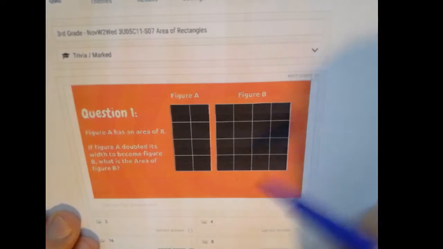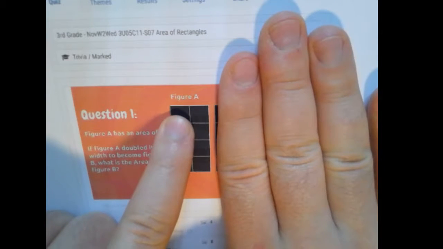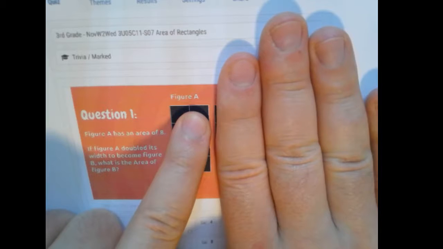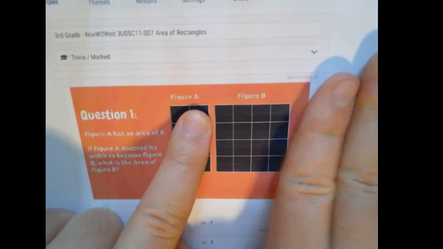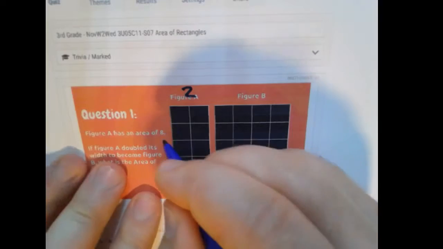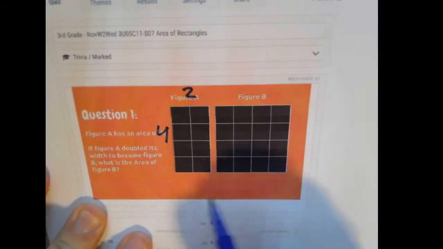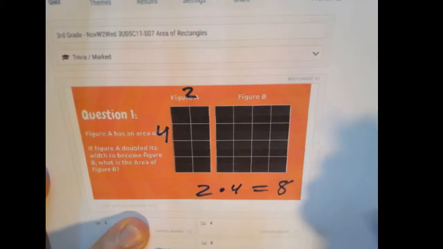Now, of course, we could count these out, but try to get in the habit of thinking through this. So think if you could cover this up. If it has a width of 2, if it doubles its width, the new width would be, what would it be? 4, okay? So if this starts out as a 2 by 4, we have 2 times 4 would be 8.